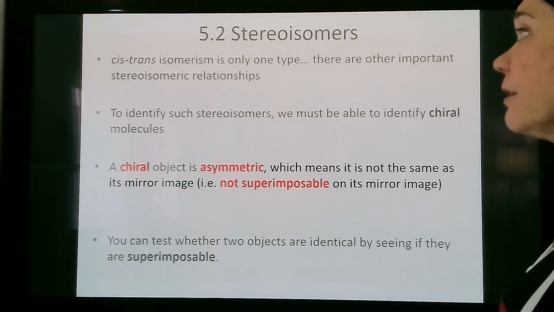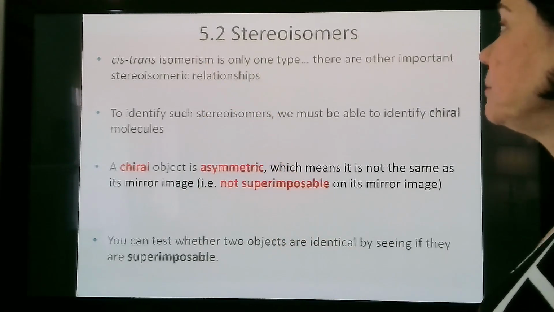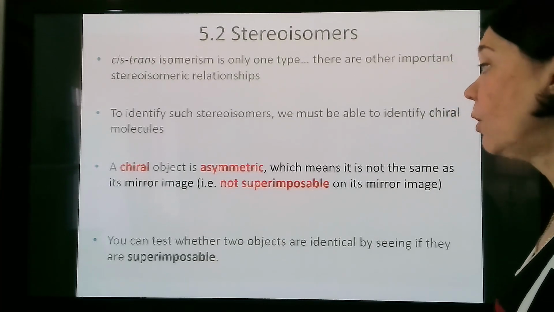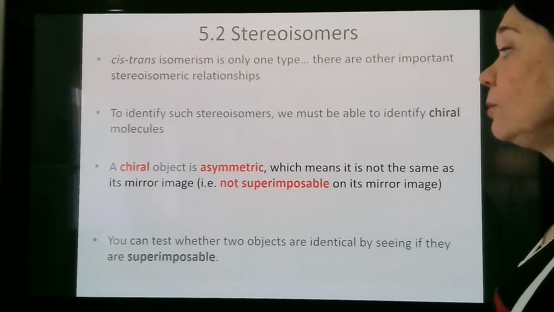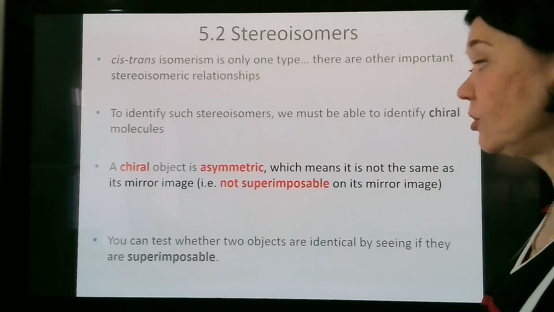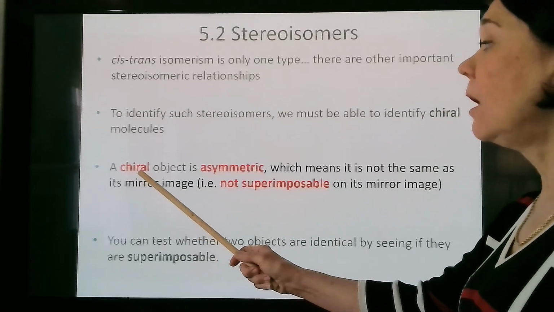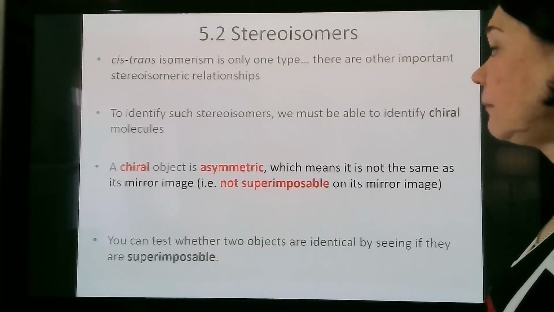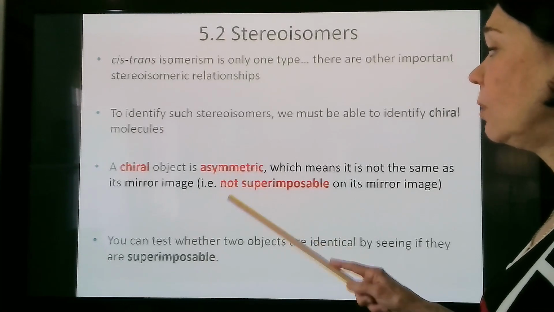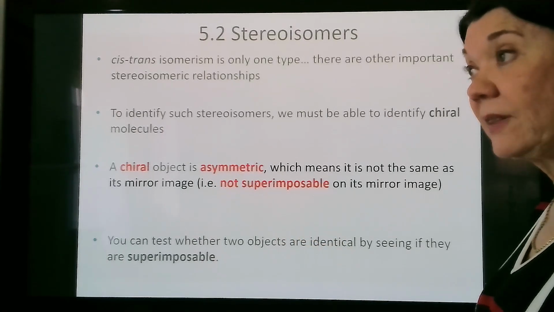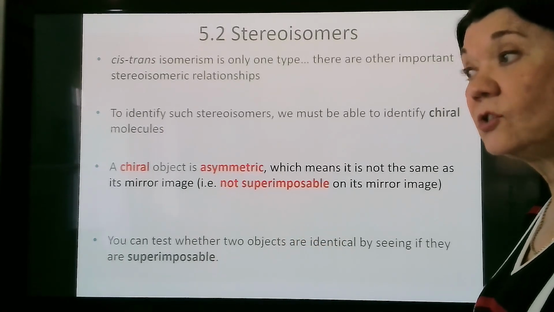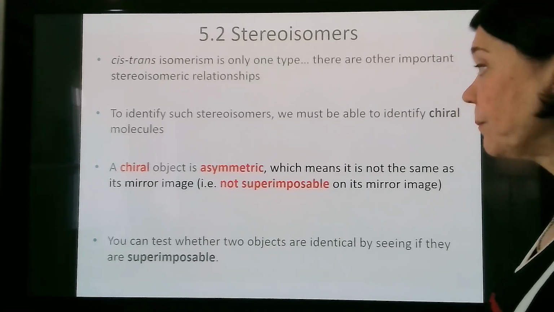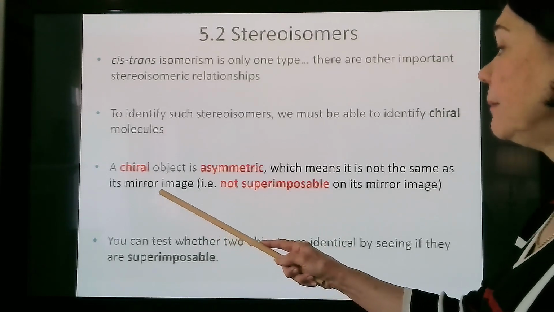Now, more about stereoisomers. Cis-trans isomerism is only one type. There are other types of stereoisomers. A great example is when you have chiral molecules. A chiral molecule is asymmetric. That means it does not have symmetry. If it has symmetry, it will not be chiral.